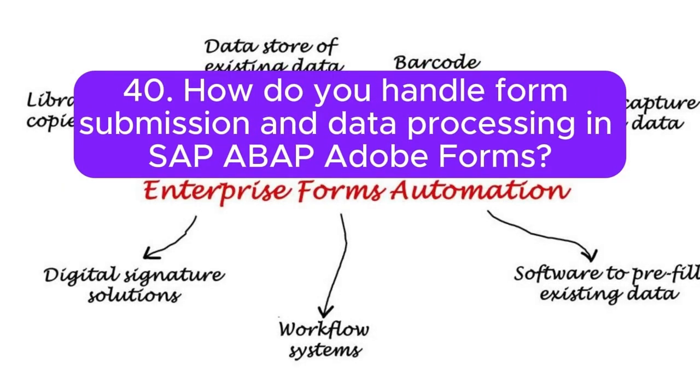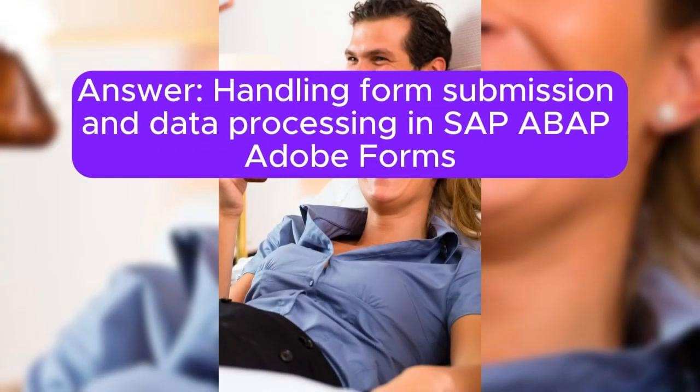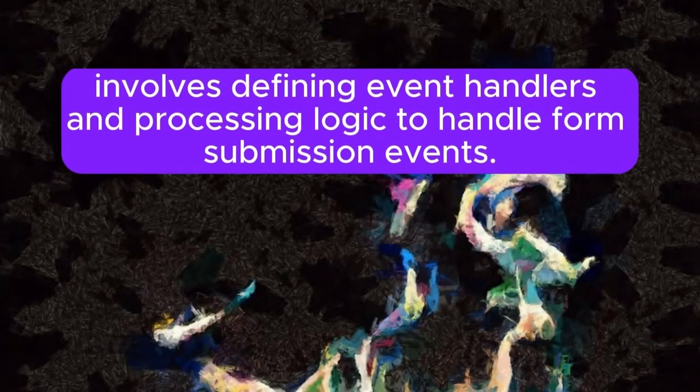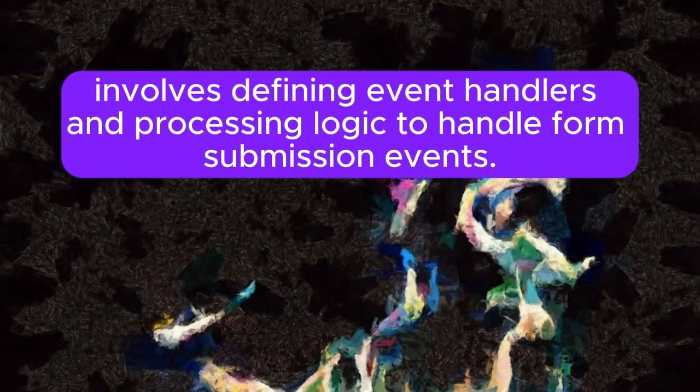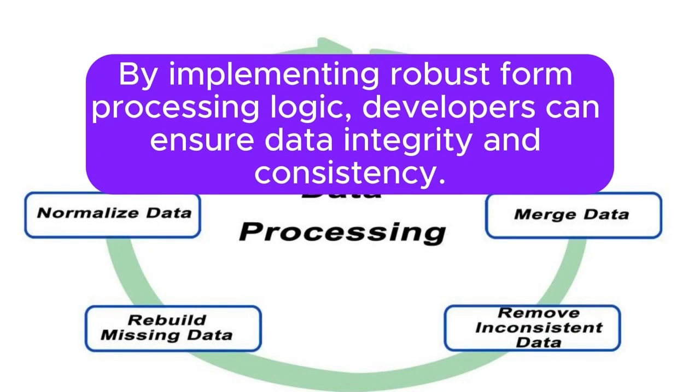40. How do you handle form submission and data processing in SAP ABAP Adobe Forms? Answer: handling form submission and data processing in SAP ABAP Adobe Forms involves defining event handlers and processing logic to handle form submission events. This can include validating user input, performing data transformations, and updating backend systems with the submitted data. By implementing robust form processing logic, developers can ensure data integrity and consistency.